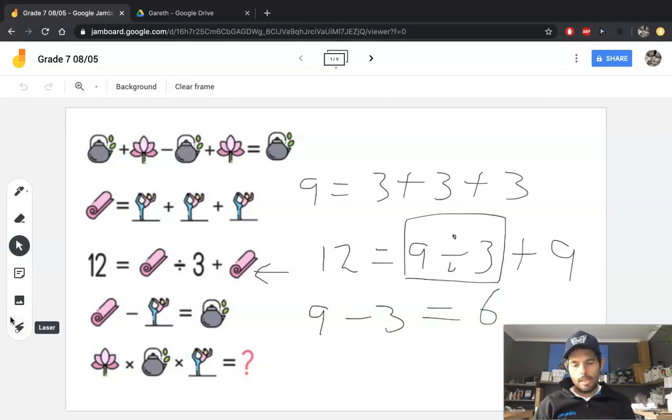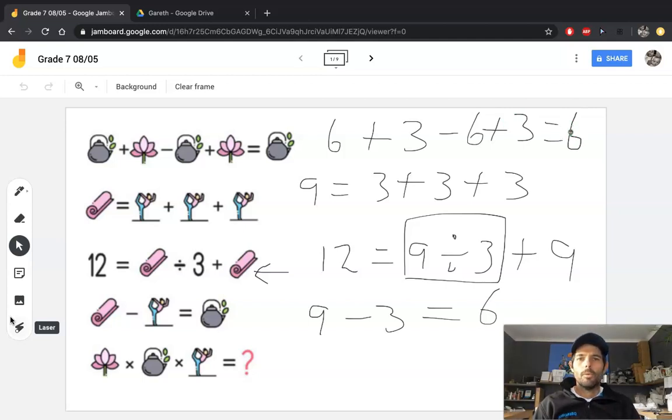And then I had 6 plus 3, I think it was, yeah. Minus 6 plus 3 is equal to 6. Okay, and that works out. And then my sum at the end is going to be 3 multiplied by 6 multiplied by 3. And you can do that in any order. 3 times 3 is 9. 9 times 6 is 54. Or you could have done 3 times 6 is 18. 18 times 3 is also 54. So that's your answer for your warm-up for today.